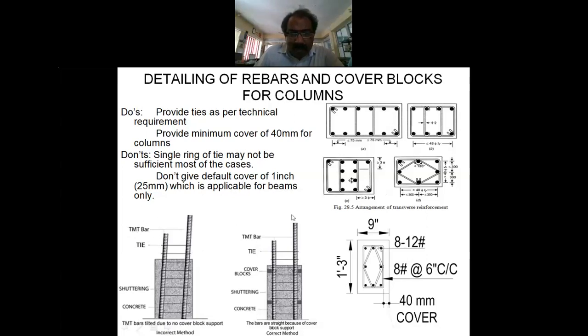The cover should be 1.5 inches minimum for a column. People give only 1 inch, 25 mm. That is a major error mostly happening in sites. So in beams it may be 1 inch, but in columns it will be 40 mm. So give the proper cover.